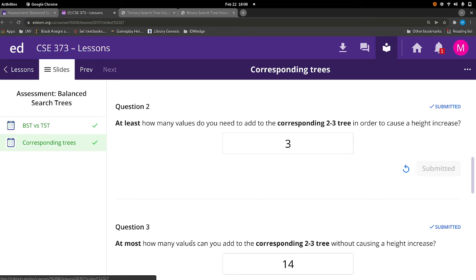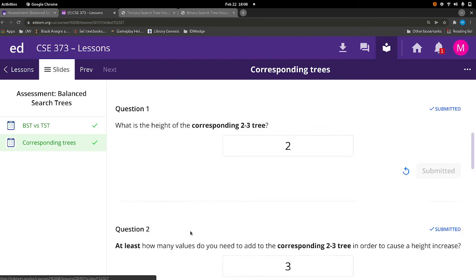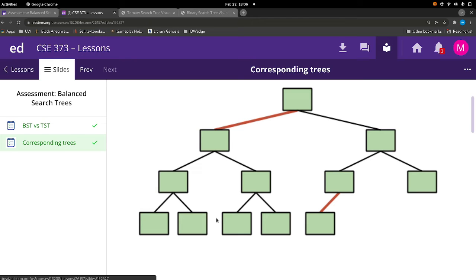Okay, at most, how many values can you add to the corresponding 2-3 tree without causing a height increase? Okay, so visualizing the 2-3 tree again, you can keep adding items as long as one doesn't propagate up to the root. So what that means is that you can essentially get these middle nodes here to 2 keys, and then you can get all the leaf nodes to 2 keys.